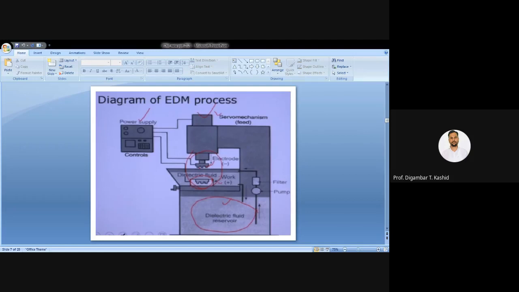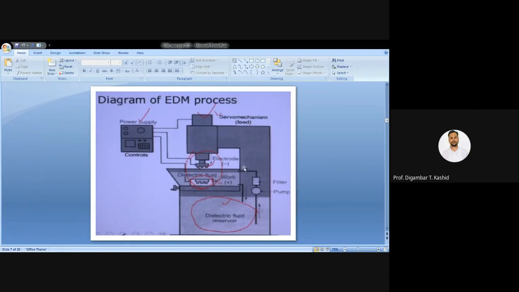Debris particles, or whatever material is removed from your workpiece, will be mixed with the dielectric fluid. While coming to the reservoir, to remove that debris we require this filter unit, correct? After removing the debris material, which may have a size of 2 micron diameter, the dielectric fluid is again recirculated into the machining zone.